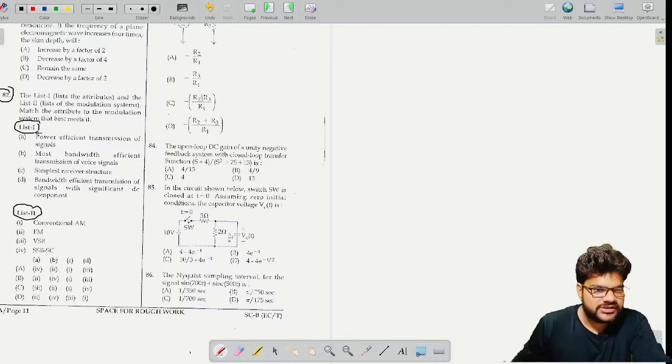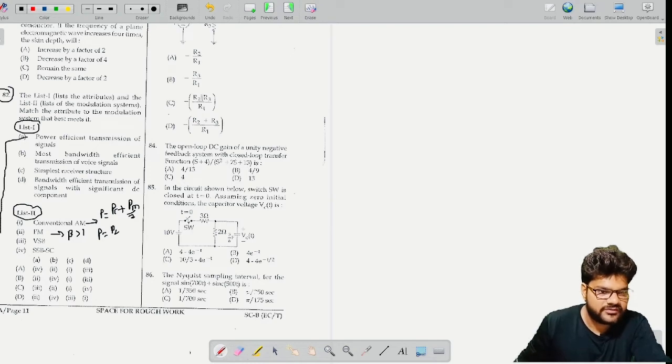So the option A in list 1 is power efficient transmission of signal. So in conventional AM the power is P total equals PC plus PM by 2. So apart from this carrier power, PM by 2 term is also there. But in case of FM, if nothing is given, we take the case of wideband, that is beta greater than 1. So in case of wideband FM, power is PC. So a power efficient transmission signal is in case of FM.